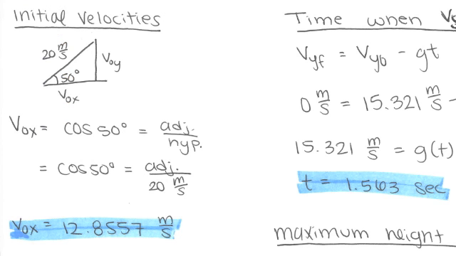First, we solve for the initial velocities in the x and y directions. Because we know that the initial velocity is 20 meters per second and that we have an angle of 50 degrees, we can break it down into components. Using cosine, we can find the initial velocity in the x direction because cosine is equal to adjacent over hypotenuse. We know that the hypotenuse is equal to 20 meters per second. So when we plug that in and multiply it by cosine of 50 degrees, we get an initial x velocity of 12.8557 meters per second.